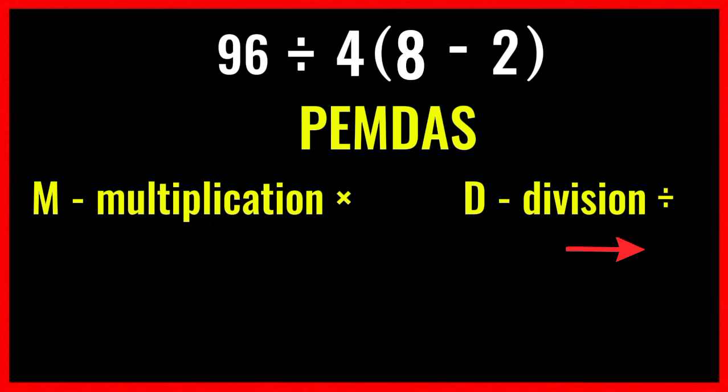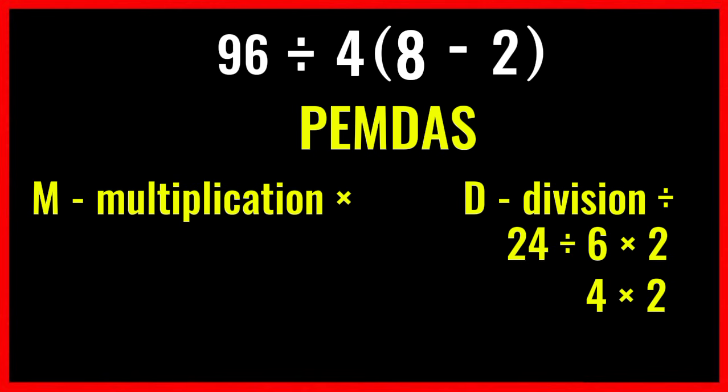For example, 24 divided by 6 multiplied by 2. Some people multiply first. That is wrong. Instead, start from the left. 24 divided by 6 equals 4. Then 4 multiplied by 2 equals 8.